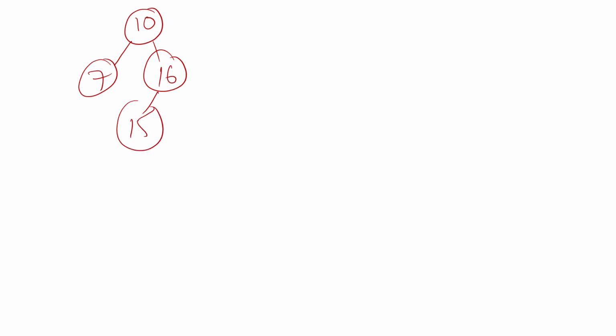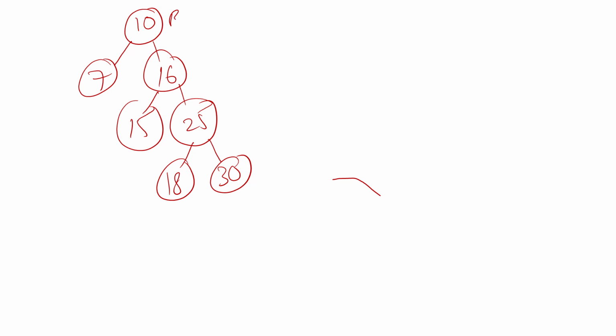So 10, 7, 16, 15, 25, 18, 30. So now coloring: black, black, red, black. Now this will become black.